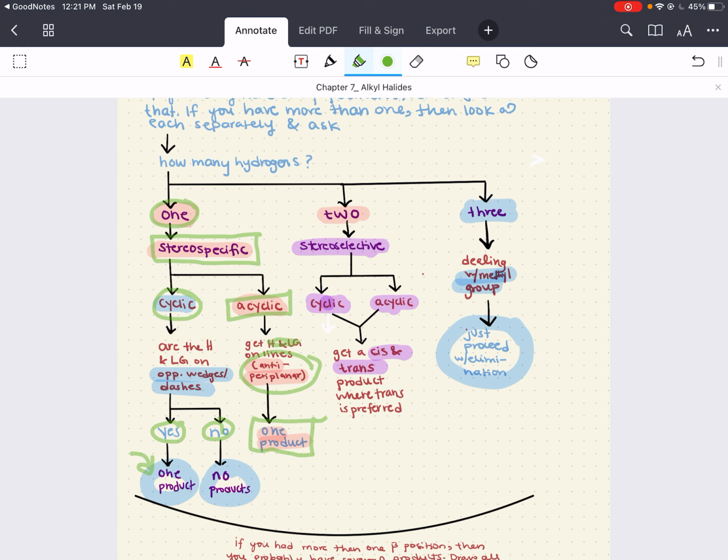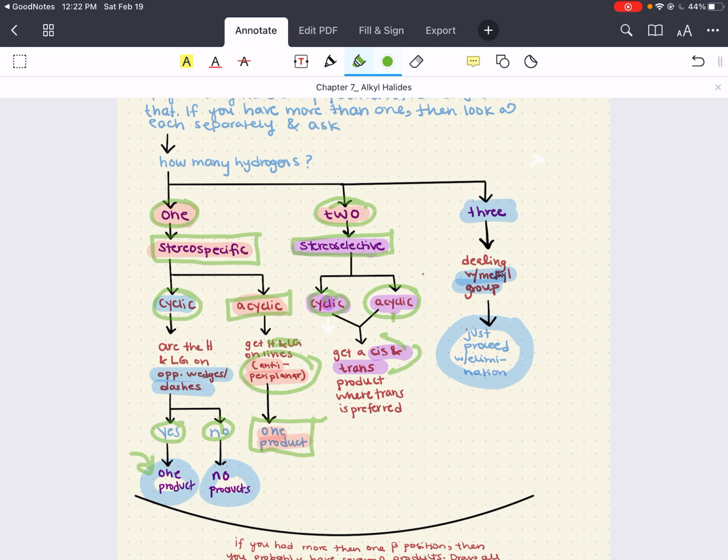Now, you look at another beta position and you have 2 hydrogens. That means you want to think stereoselective. Regardless of cyclic or acyclic, well, actually, if it's acyclic, you get both cis and trans product where trans is preferred. But if it's cyclic, you're just going to draw a double bond there. You're not going to get both cis and trans because you can't be bending a ring structure like that.